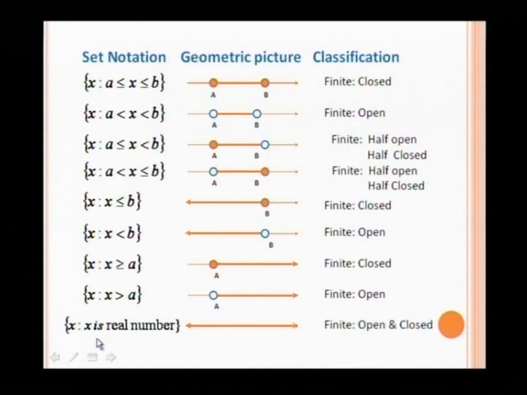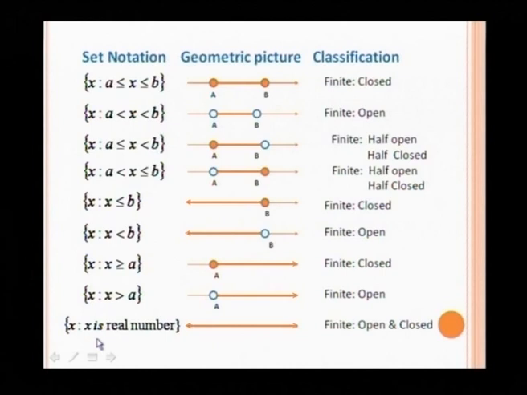For the fourth set notation, x such that x is greater than a but less than or equal to b, in this set notation number a is not included but number b would be included, as we have attached an equality with the inequality x less than or equal to b. Its classification is finite and half open, half closed.